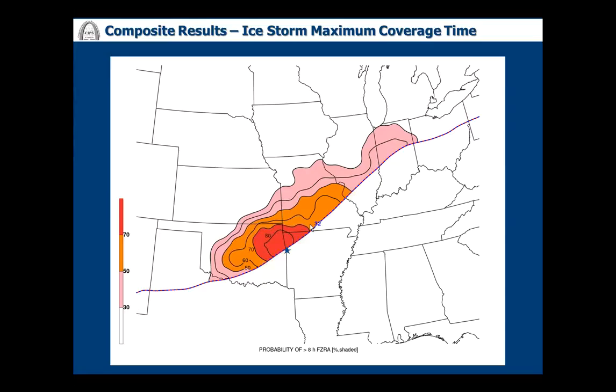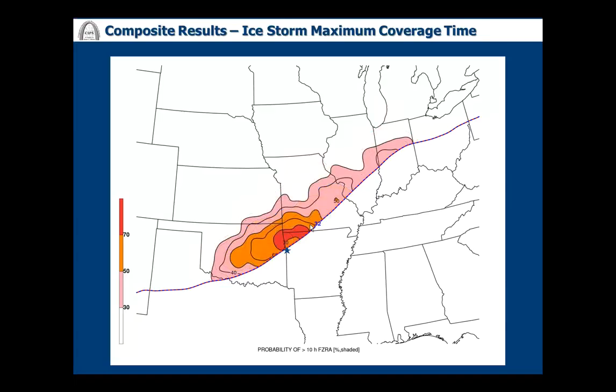And as long as that main trough is hanging out to the west, with maybe pieces of energy working their way across, that probably dictates how long you have freezing rain. But you can see with these events, that's pretty common. Even looking at the probability of 10 hours or more in the shading there, you have a 70% contour just to the north and northeast. And like I said, this is all relative to the composite center point.